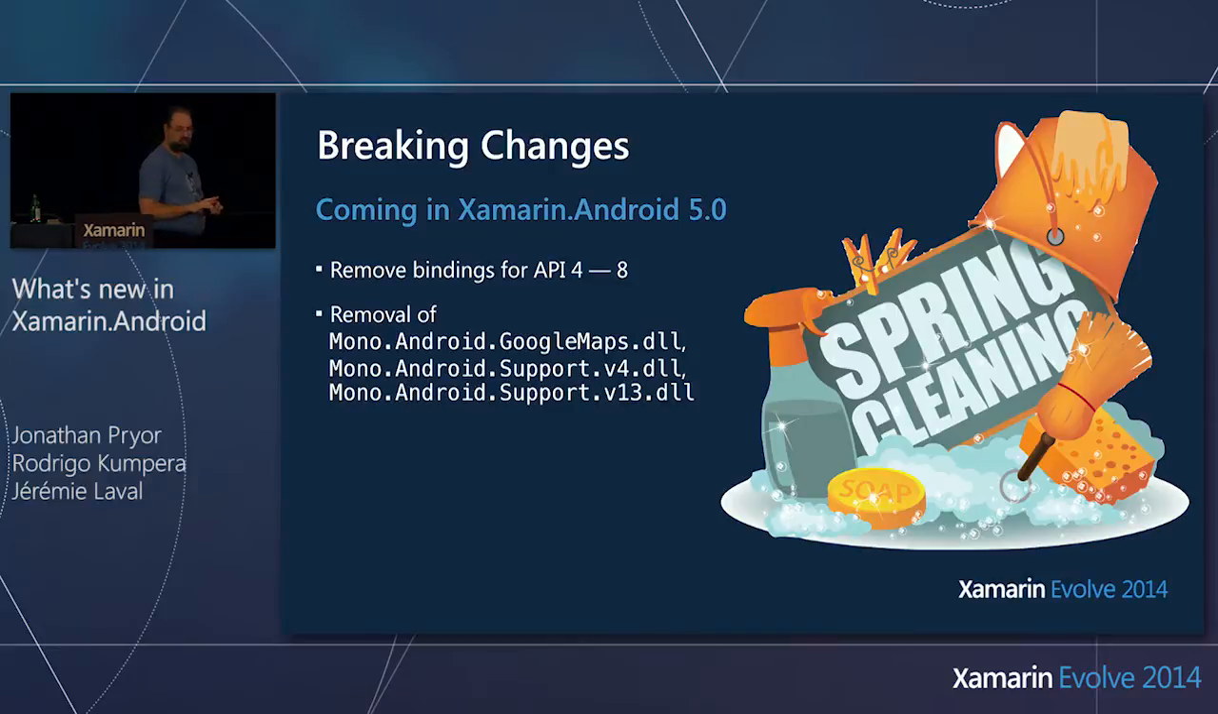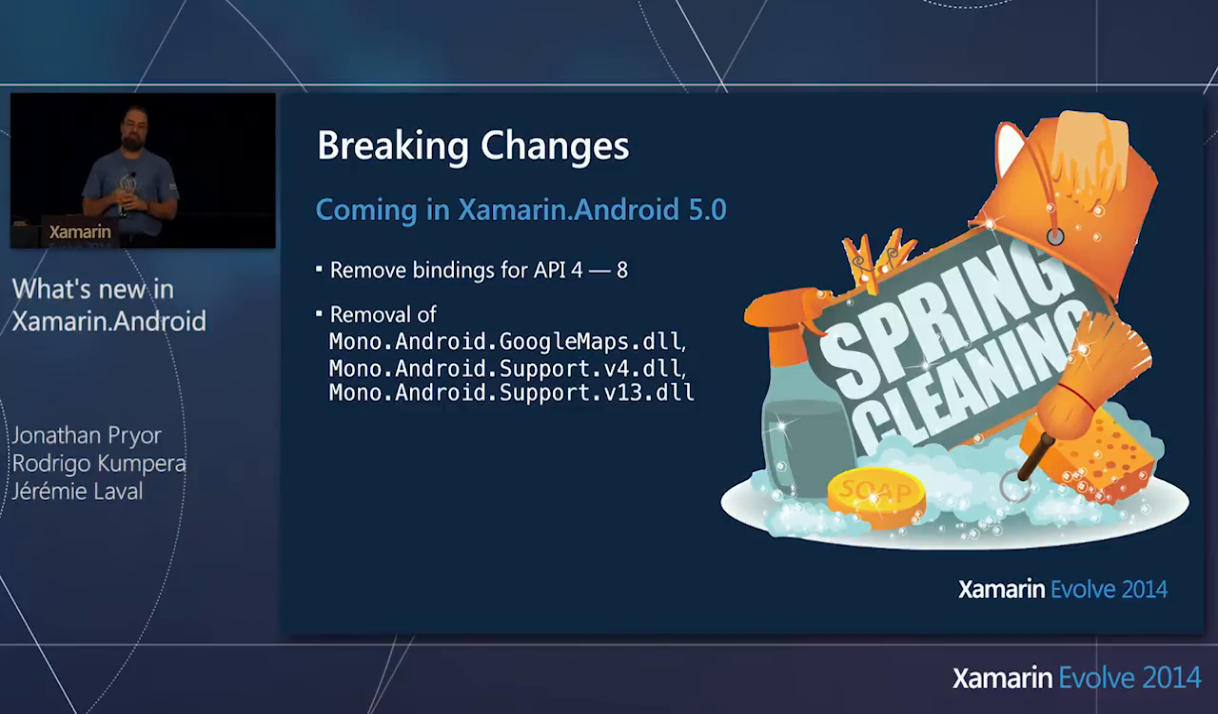So, removing those. We are also removing Mono Android Google Maps, Mono Android support v4, and Mono Android support v13. We obsoleted every type in all of those assemblies in August. So if you've been using any of those assemblies, you've probably been getting a bazillion warnings or errors. If you do warn as error, please never do warn as error. No. And the reason for this is, well, they're obsolete.